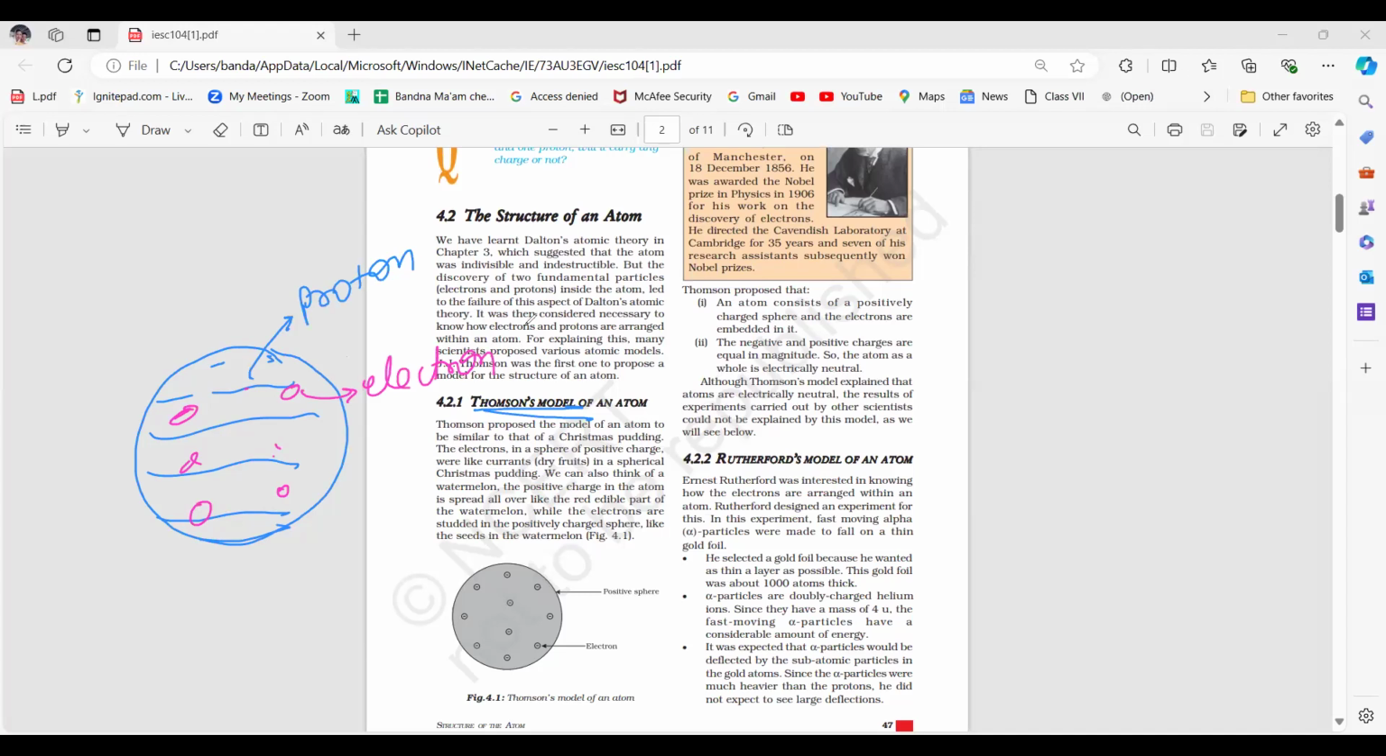Negative and positive charges are equal in magnitude. If the negative and positive values are not equal in magnitude, it is called an ion, I-O-N-S, ions. If protons are more in the atom and electrons are less, it is positive, so it is considered a positive charge ion. So more protons means positive charge and more electrons means negative charge. Right.